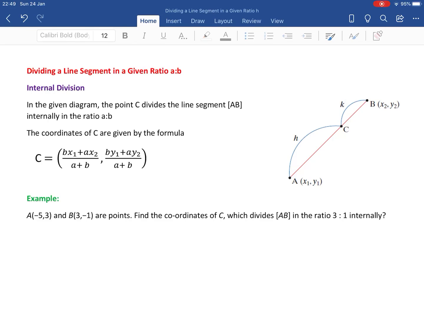Okay, so for today's lesson we're looking at dividing a line segment in a given ratio AB. This formula is in your log table, so you do not need to know it off by heart. I'm going to show you two methods of getting it. We're going to look at first by using the formula and second by translation.